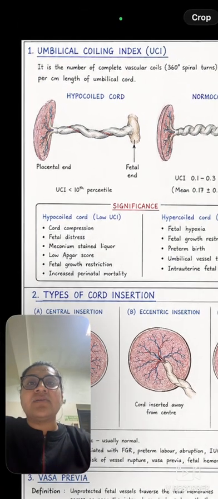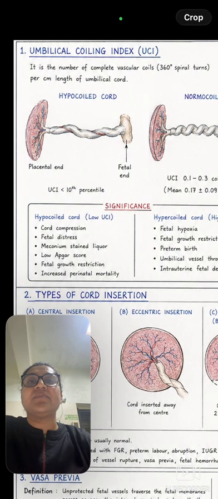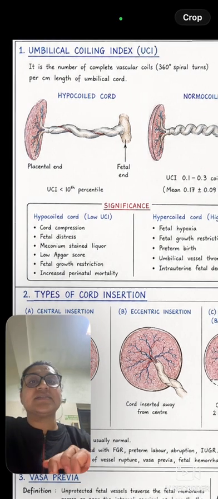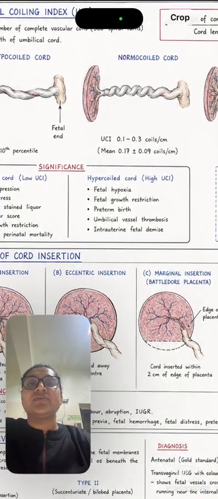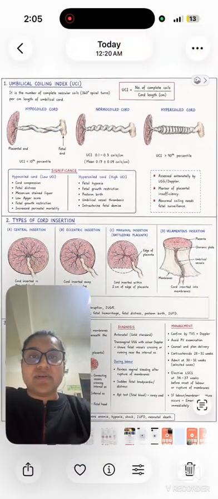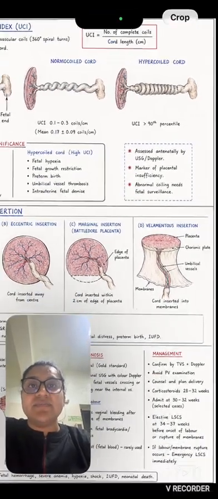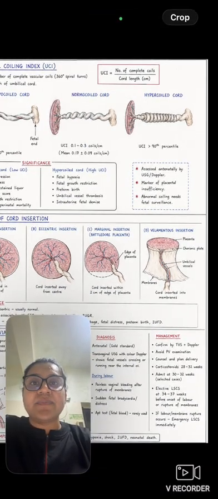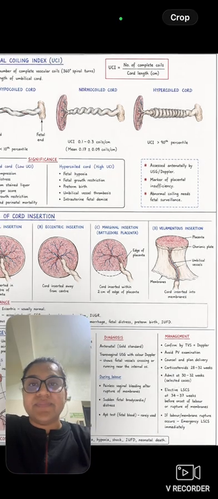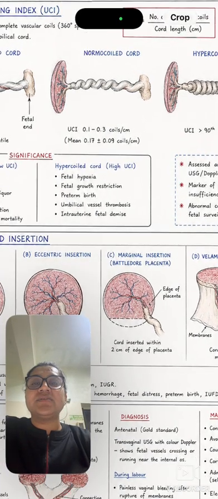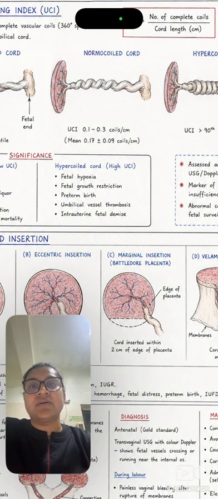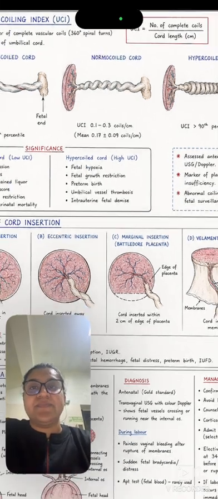So first one is the umbilical coiling index. What is UCI? It is the number of complete vascular coils, 360 degree spiral turns, per centimeter length of the umbilical cord. Sorry, normal UCI is the number of complete coils upon the cord length in centimeters. So this is the normocoiled cord where UCI is 0.1 to 0.3 coils per centimeter. Mean is 0.17 plus or minus 0.09 coils per centimeter.